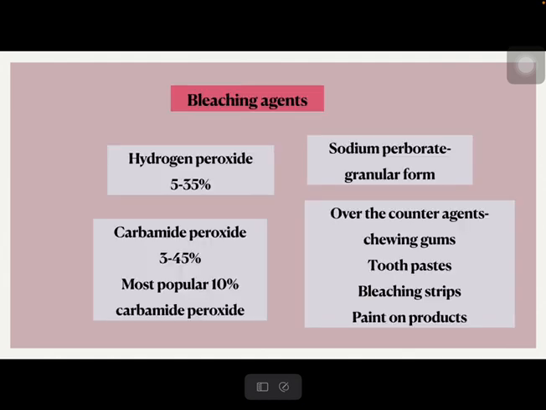Usually, the commonly used bleaching agents are hydrogen peroxide 5 to 35%, carbamide peroxide 3 to 45%. The most popular concentration is 10% carbamide peroxide, and sodium perborate. Over-the-counter agents are chewing gums, toothpaste, bleaching strips, etc.